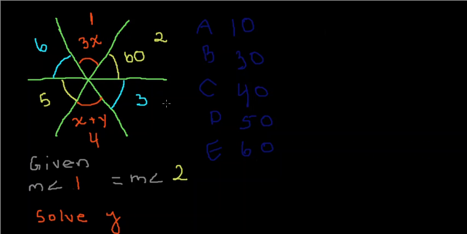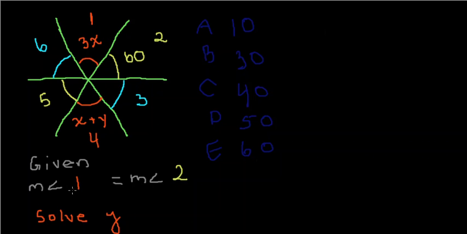Continuing on our problem, we'll go through a bit more of a complicated way of doing this, or a second way of doing this. So let's say that we didn't know that measure angle 1 is equal to measure angle 4. Let's say we didn't know that. So how would we solve?